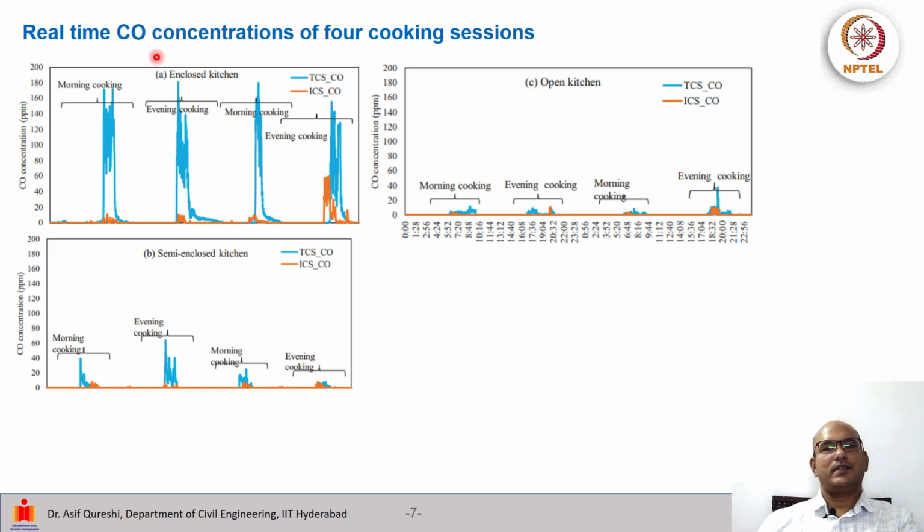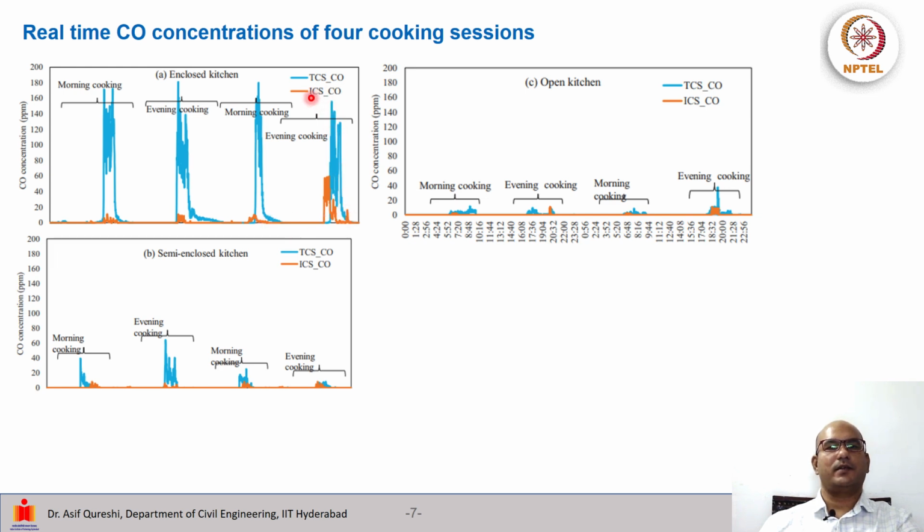Okay, now we will see CO concentrations. In blue color, we have the carbon monoxide concentrations in ppm for the traditional cook stoves, and in orange color for the improved cook stove. And we can clearly see in the enclosed kitchen setting there is a sharp rise in CO concentration during the cooking hours.